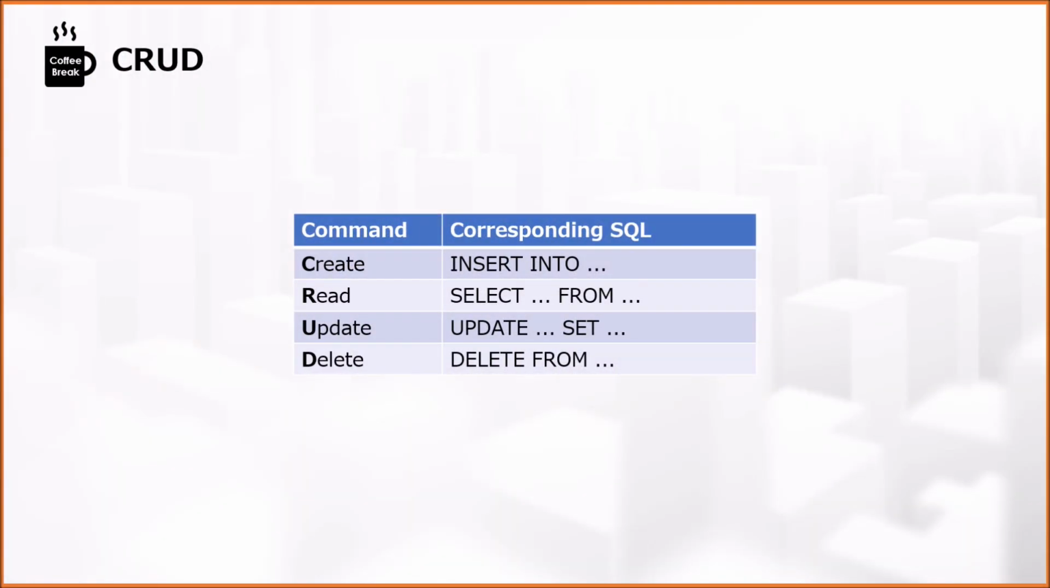CRUD is a conceptual acronym that summarizes the 4 basic functions of database operation. Almost all database applications are built upon a combination of these 4 operations. While CRUD refers to the concepts rather than specific SQL commands, the term is frequently used in database design context, so it is essential to know.